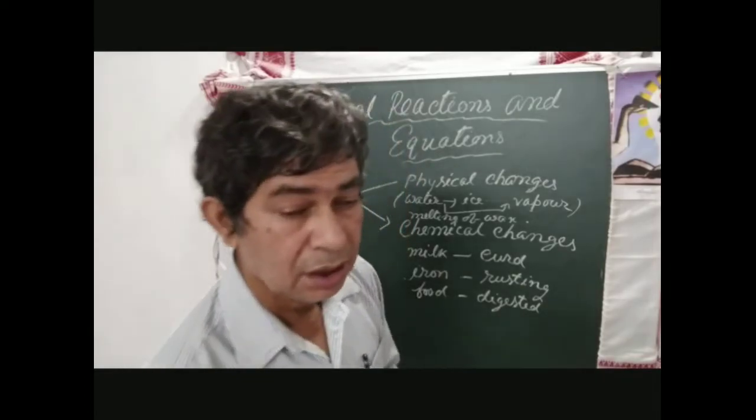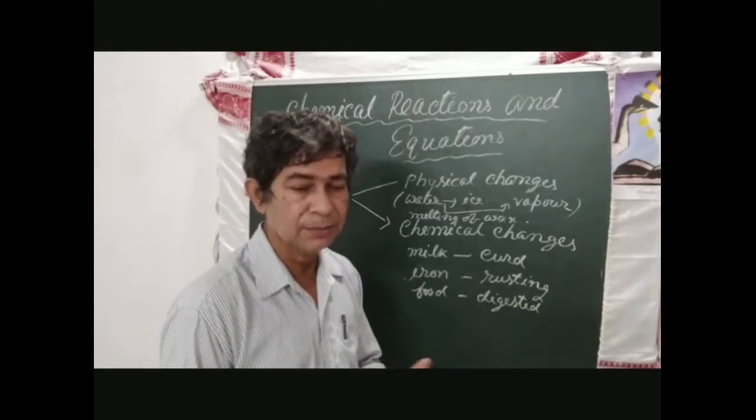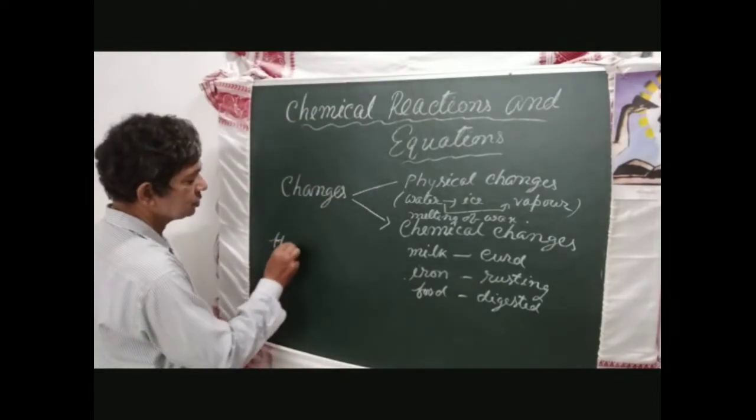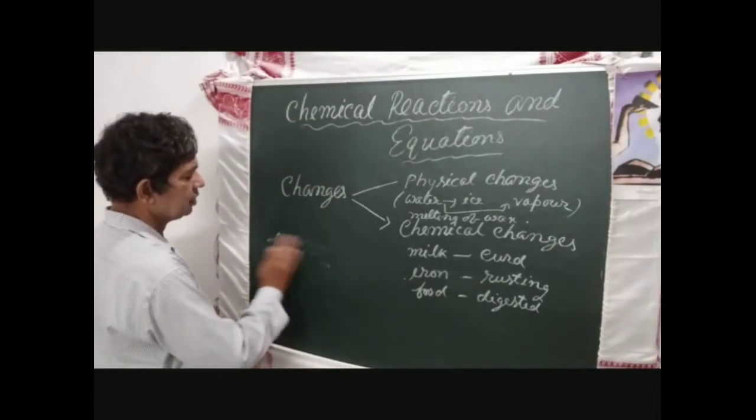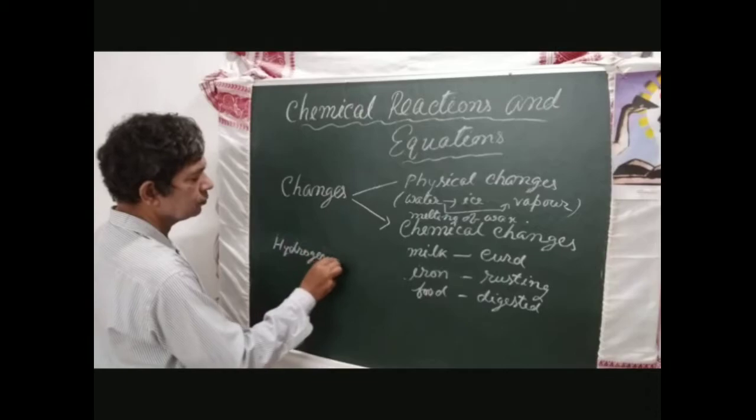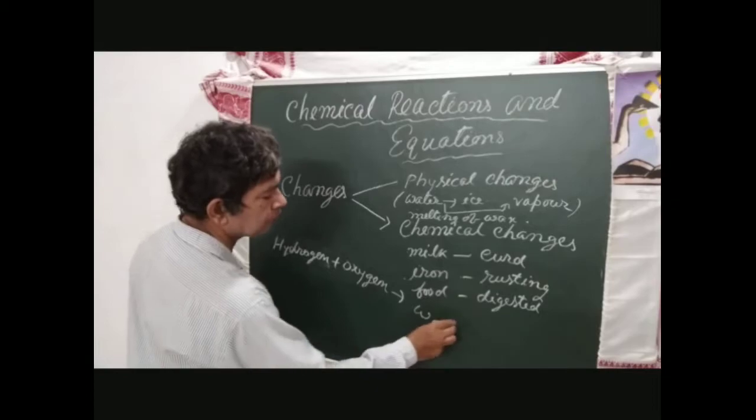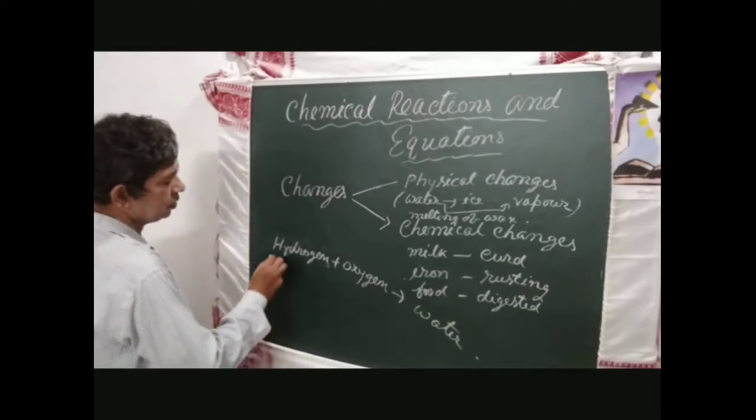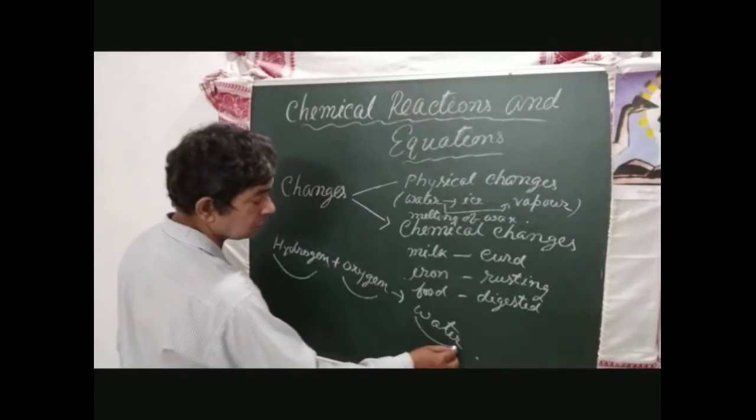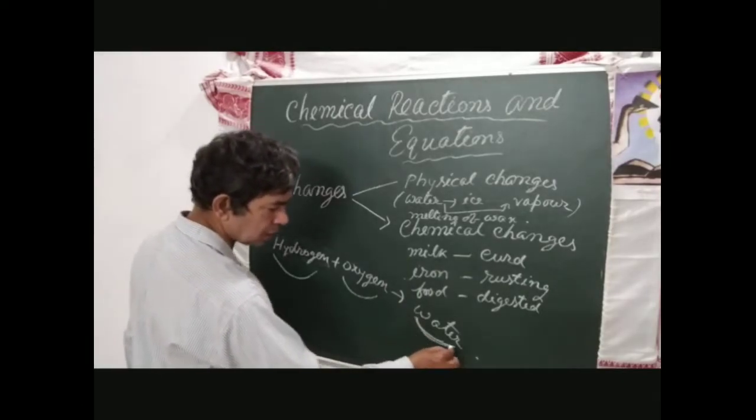Similarly, when hydrogen combines with oxygen, what will happen? Water is the result. We'll come to this chemical equation later. So it is hydrogen plus oxygen gives water. What happened? The two things, hydrogen and oxygen, combine with each other and form a new product, which is water.